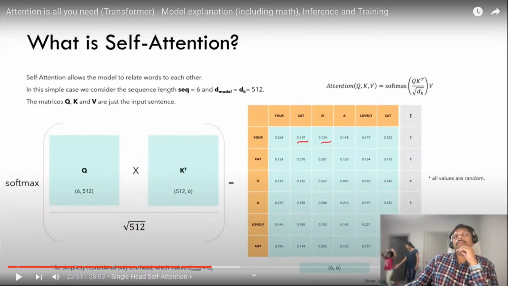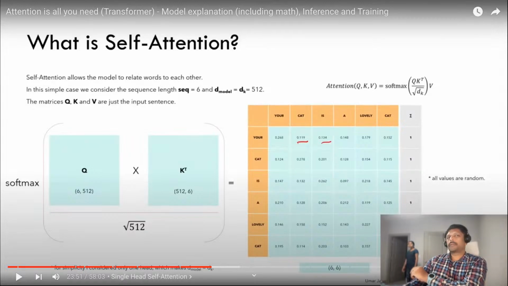Okay, we'll come back to the softmax function later on.